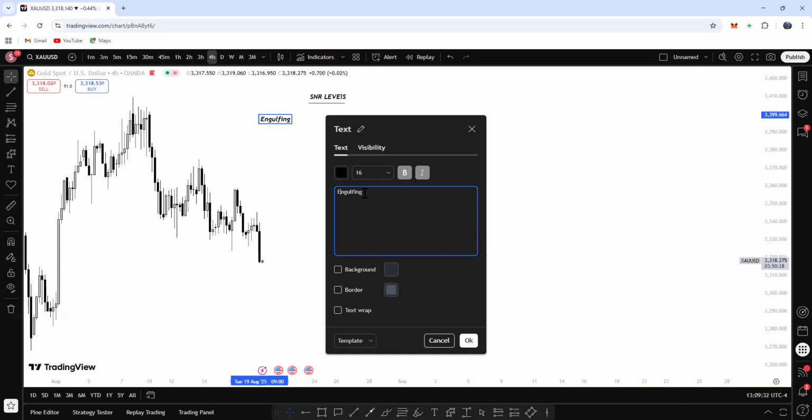Under that engulfing, we have two types of engulfing: the buy engulfing, parallel engulfing, and the sell engulfing.